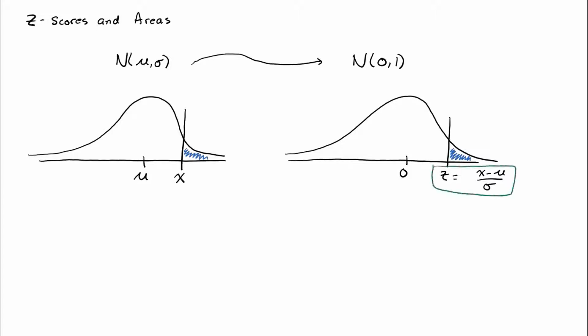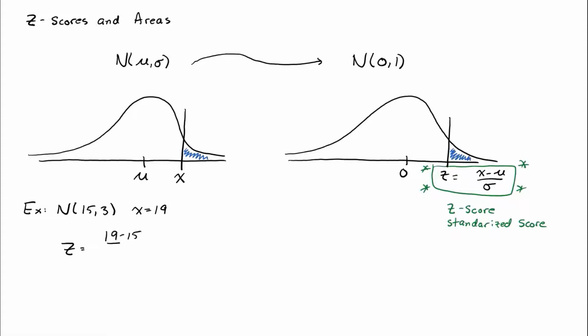This gives the z-score formula, (x minus mu) over sigma. This is called the z-score or the standardized score. It tells us how many standard deviations we are away from the mean. For example, given an N(15, 3) distribution and x equals 19, the z-score is (19 minus 15) over 3, which equals 1.33. So 19 is 1.33 standard deviations away from 15.